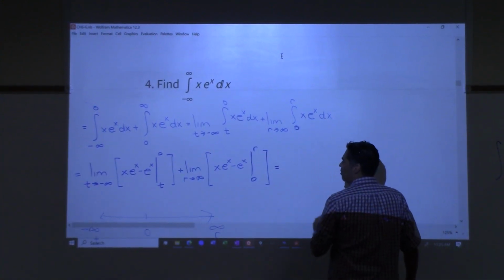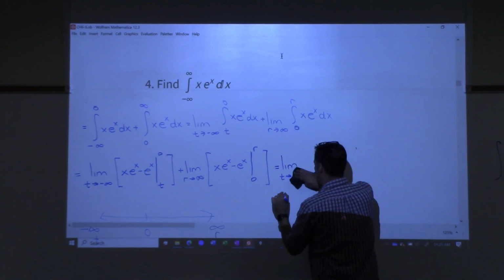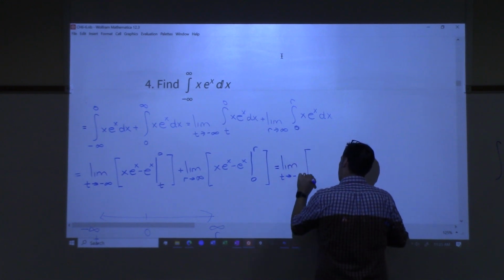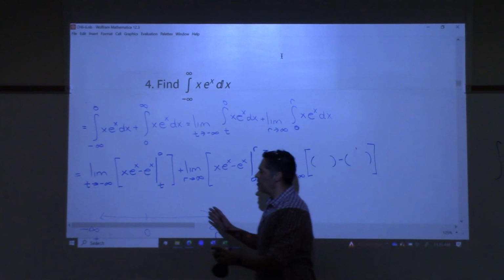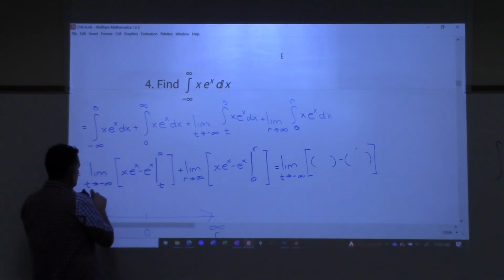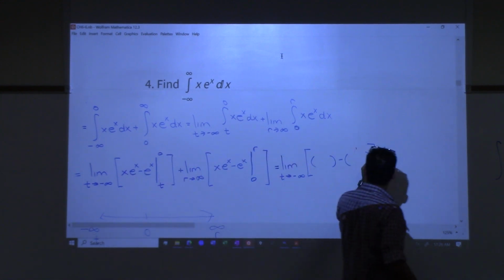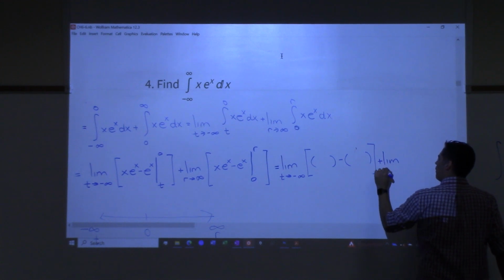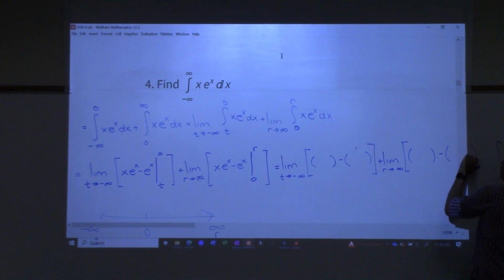Okay, so now what I'm going to do is actually do these plugins. Negative infinity, so bracket here, parenthesis minus parenthesis, like that. That's going to be the setup for this one. I'm going to let t go to negative infinity. I've got to plug 0 in here and then subtract from it what I get when I plug t in here. Then I'm going to do the same thing over here: r in here and then 0 in here. So I have another limit after this, r goes to positive infinity. I don't know if I'm giving myself enough room there. We'll see.